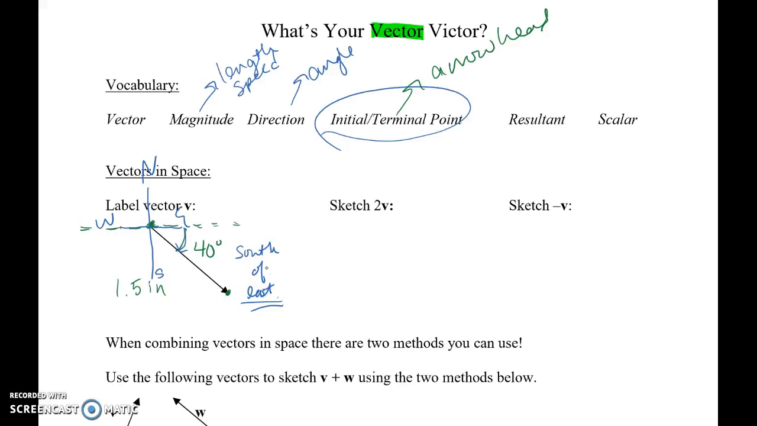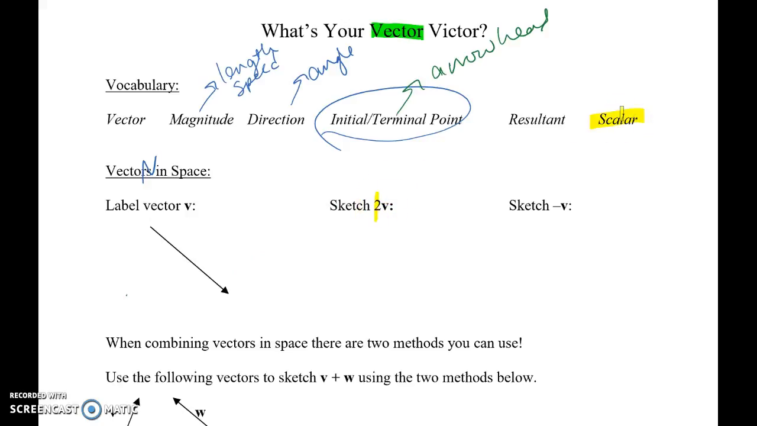Okay, now when you actually see something like this, like sketch 2v, I'm going to actually clear this all off just so we can go over that. Okay, if you want to sketch 2v, that number 2 is what we call a scalar.